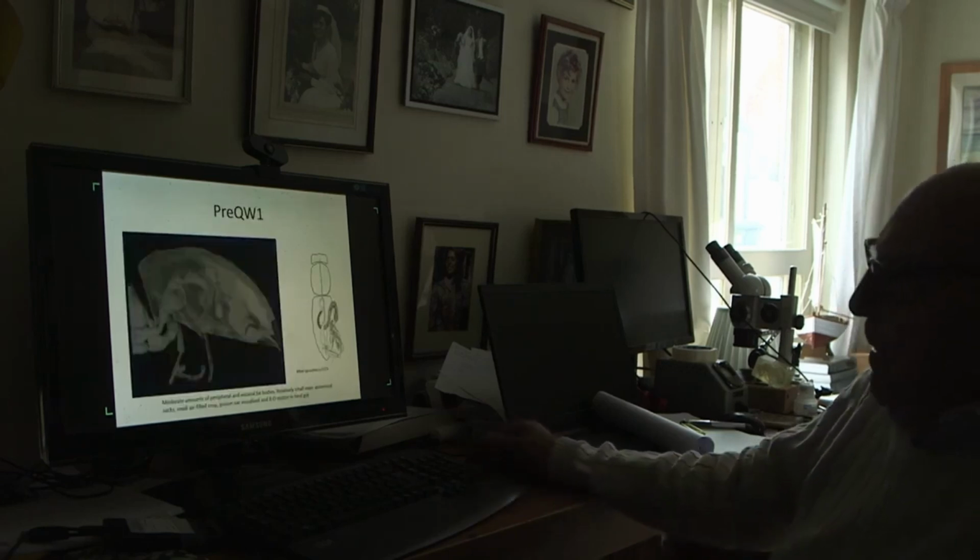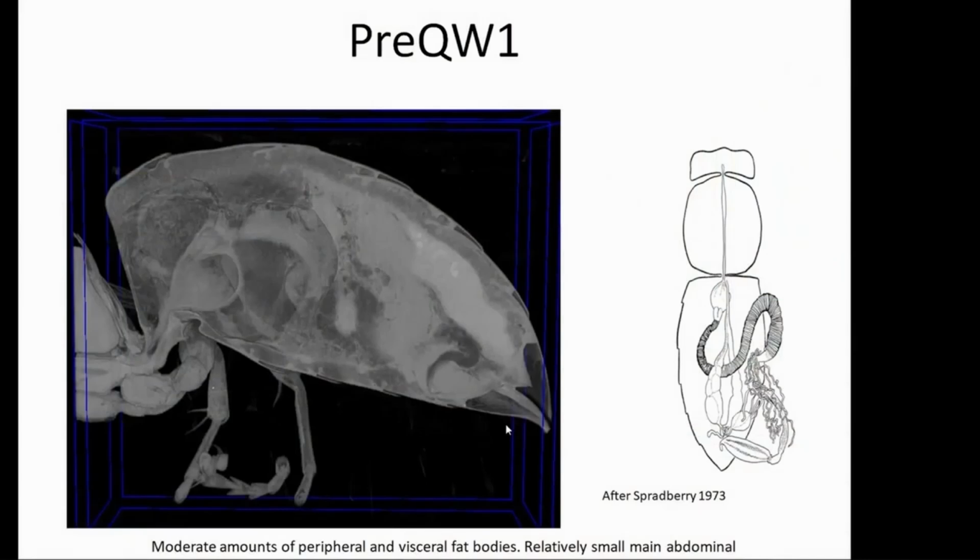This is a cut plane view. The fat is of low attenuation. It's these tissues here round the periphery and round the guts. So this is the parietal and visceral fat. You can perhaps recognize the crop full of air. You can also see there's some radiopaque material here in the large bowel.